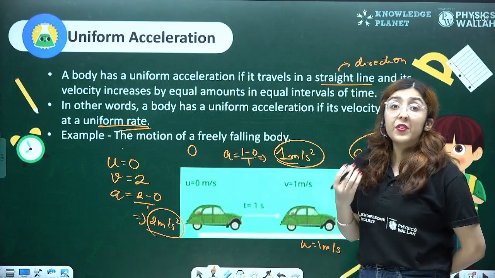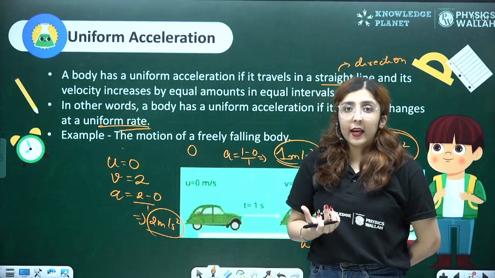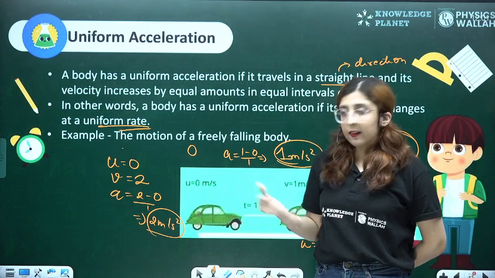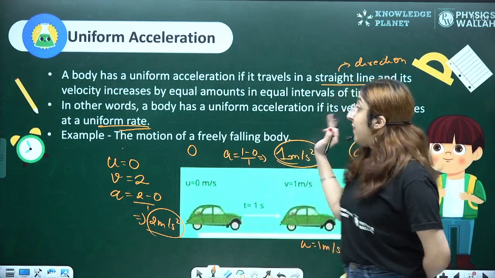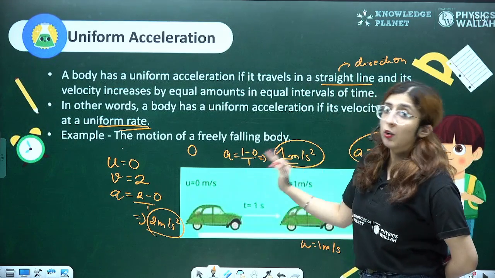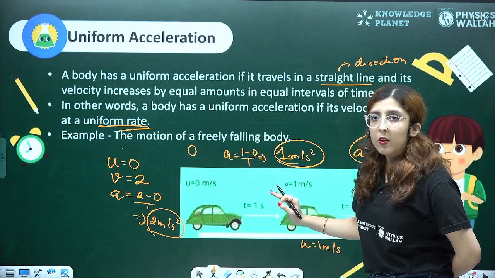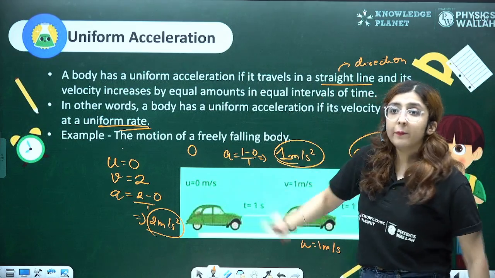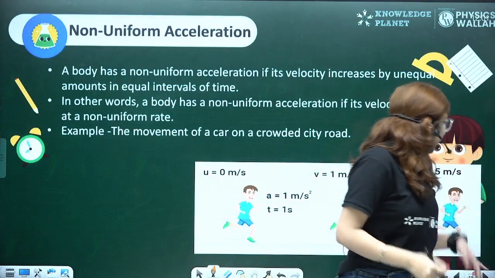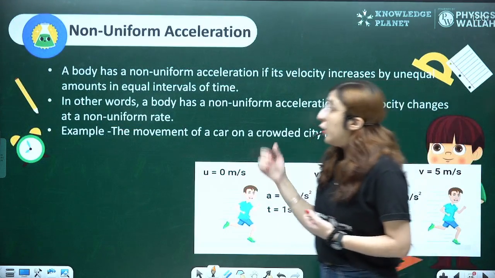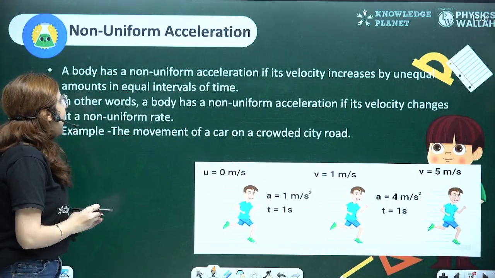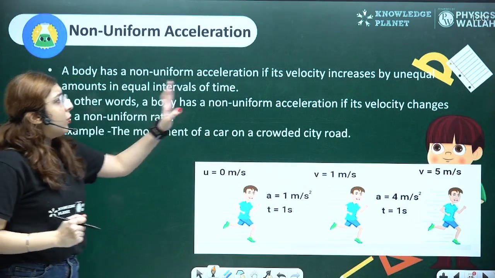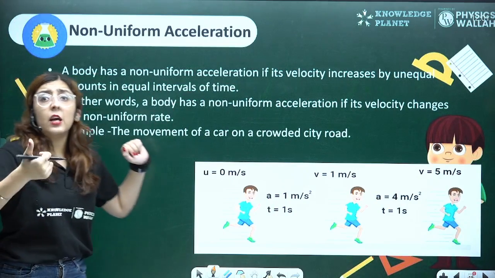The motion of a freely falling body. Over there also, acceleration is taking place, but at a uniform rate. If its velocity changes, it should increase at a uniform rate. Clear, everyone? One thing is uniform, the opposite is going to be non-uniform. So when we talk about non-uniform acceleration, we say a body has non-uniform acceleration if its velocity increases by unequal amounts.